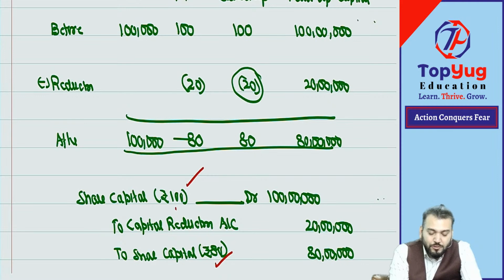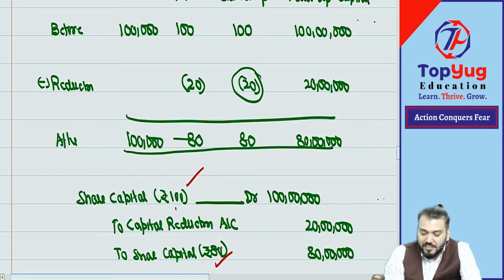You can see we have reduced called up capital as well as face value also. It means 1 lakh shares of rupees 100 each now become 1 lakh shares of rupees 80 each, and 20 is reduced. So in this case also the class changes. Whenever the class changes, the journal entry is old share capital to new share capital.